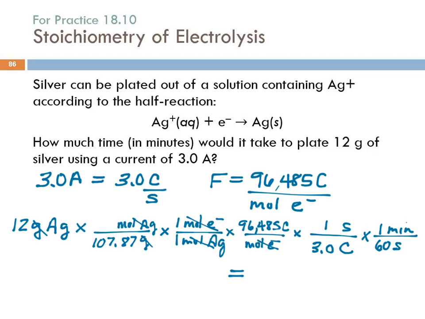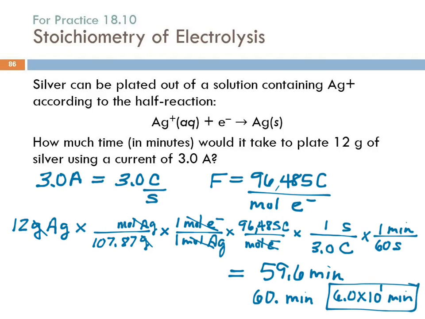I did all of that. I wonder if I still have the number in here. It's 59.6? 59 point something. 59.6. So 59.6 minutes, how many significant figures? 2. So 60 decimal point minutes, or better, is 6.0 times 10 to the 1 minutes. Yeah. It's better. You don't have to like it, but it is better.